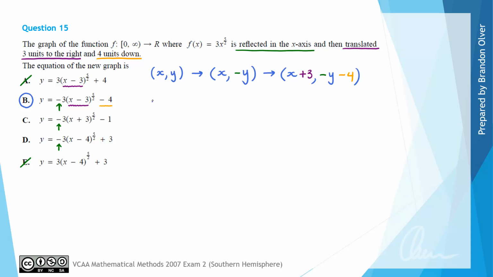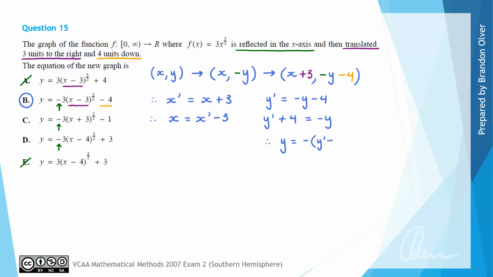Next, we'd say, therefore, x dash is equal to x plus 3, and y dash must equal negative y subtract 4. Then we want to solve for the non-dash terms. So this would give us x is equal to x dash minus 3. So that would get x by itself for our equation involving x and x dash. And then over here, we would have y dash and we'd add 4 to that, and that would equal negative y. So therefore, to get y by itself, we'd need to multiply by negative 1. So we'd have a bracket negative y dash plus 4.